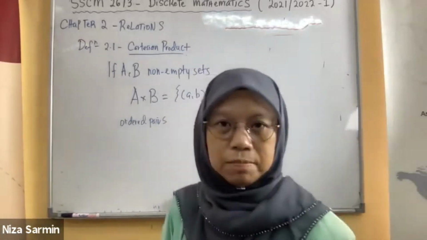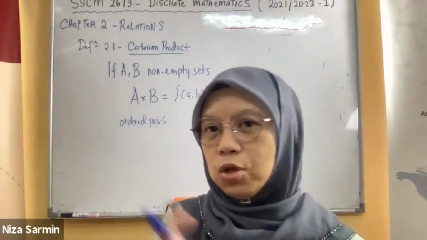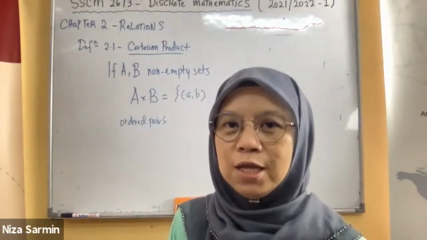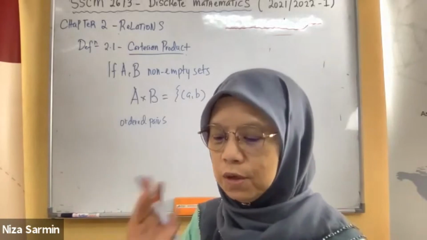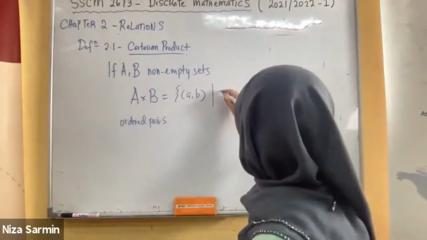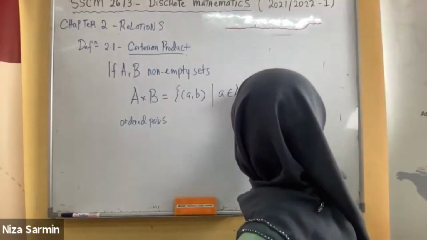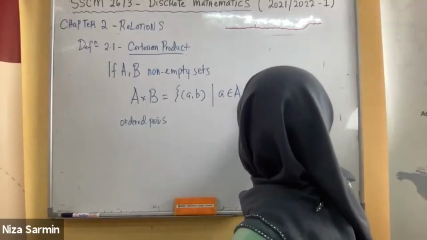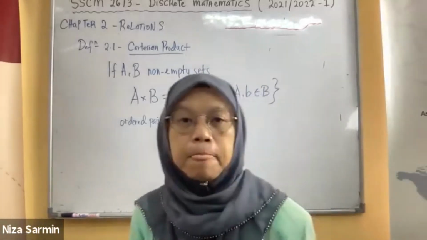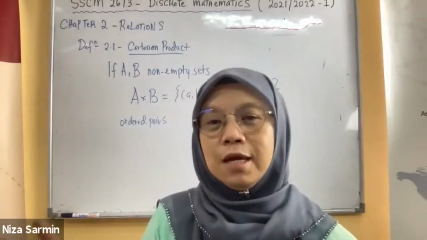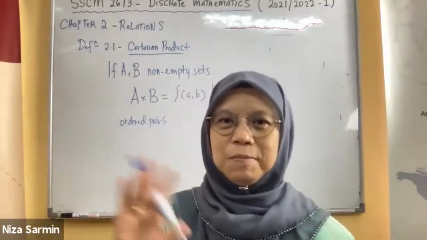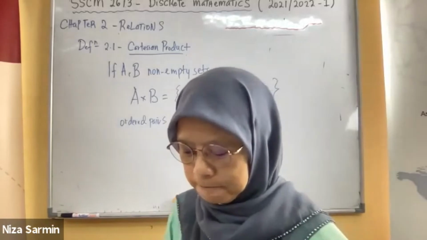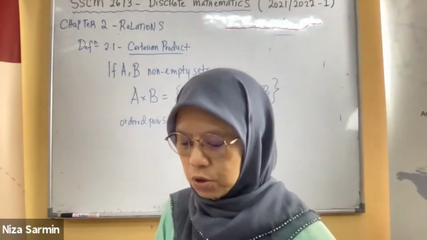Why do we say ordered pairs? Because AB is not BA. Okay, they are considered different. So this AB has to be A from A and B from B. Unless A is B, then probably you will see similar, right? A and B.